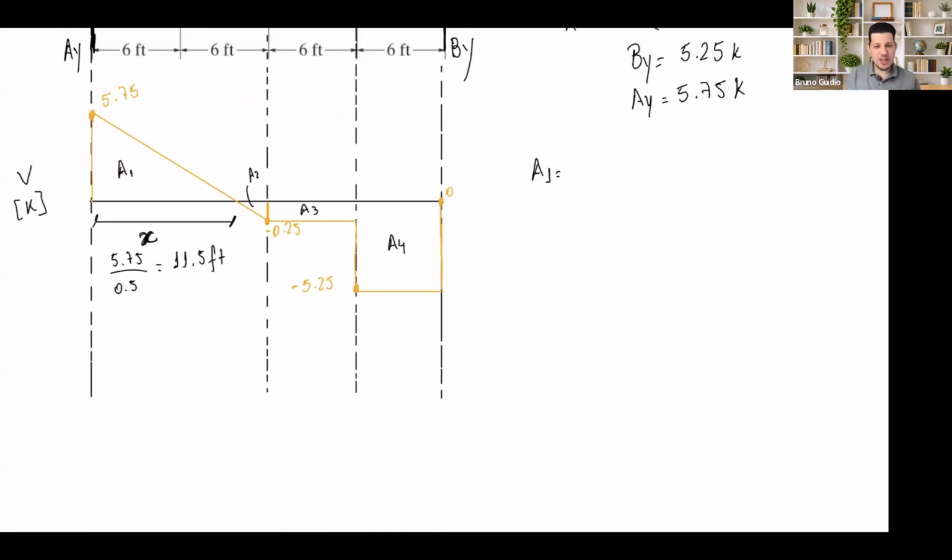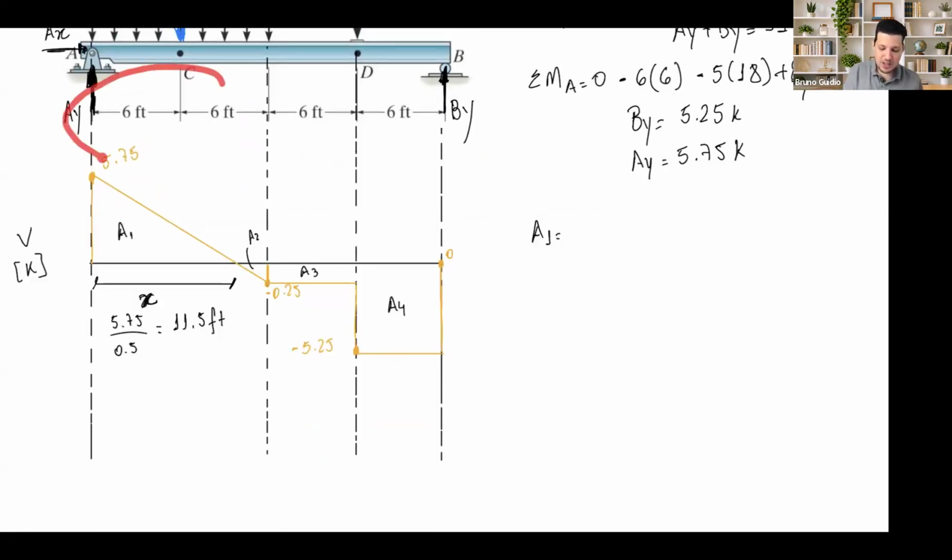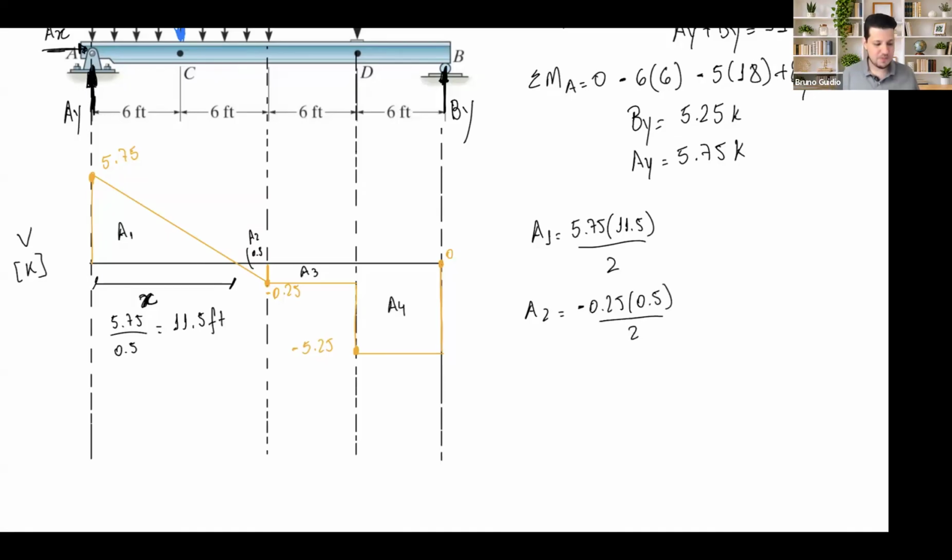feet. If this is 11.5 feet and my total one is 12, in other words, this is 0.5. Okay, so now I can calculate area 1. Area 1 is going to be 5.75 times 11.5 divided by 2. Area 2, let me put, negative 0.25 times half divided by 2.